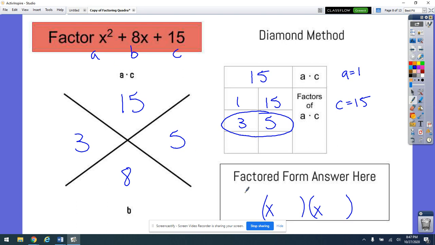So I have my x squareds here. And then I basically take these, since these have no signs, I know that's positive. That was positive to make this work. And that's how we factor it using this little diamond method.